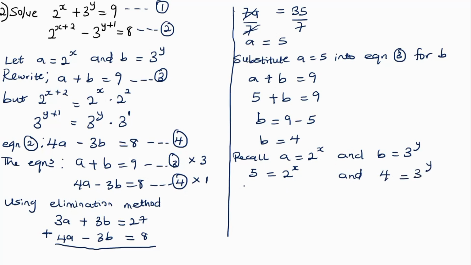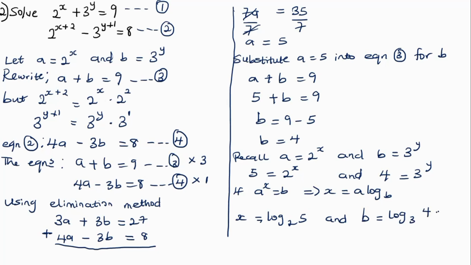Alright, now from the logarithmic conversion right here, we have that if a to the power of x is equal to b, then this implies that x is equal to log base a of b. So from the logarithmic conversion, we have that x is equal to log 5 base 2 and y is equal to log 4 base 3. Alright guys, and this is the answer to this question. So let's take a look at the next example question.